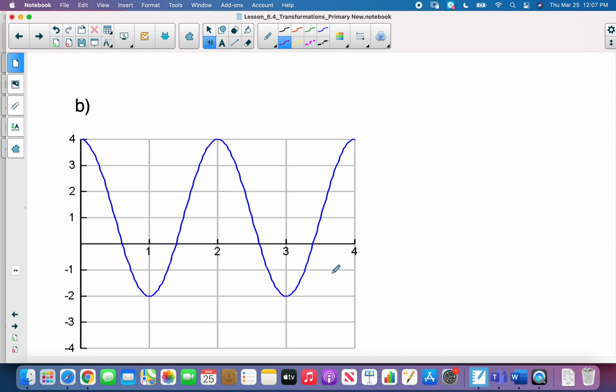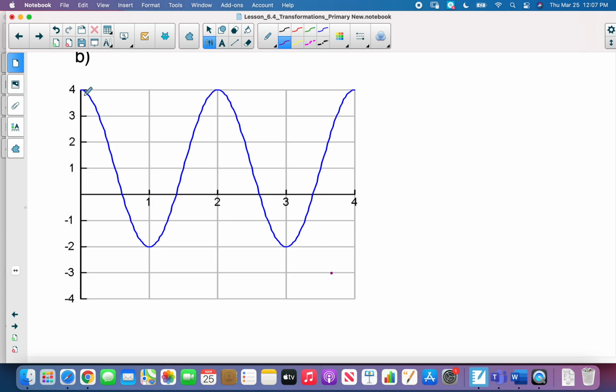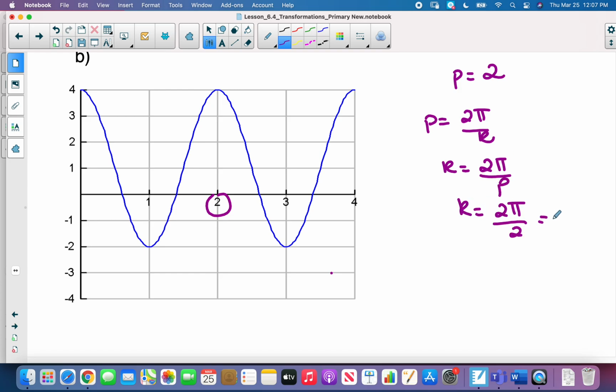We're going to do the same thing for another question here. You can see it looks like a transformation of a cosine function starting at a maximum. So 1 cycle, 2 cycles are completed in 4 radians, right? So you can see that 1 cycle is completed in 2 radians. The period is 2. P is equal to 2 pi over k. So k is equal to 2 pi over p. K is equal to 2 pi over 2, which is pi.